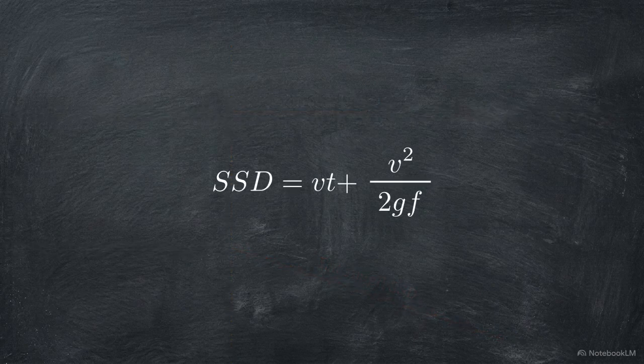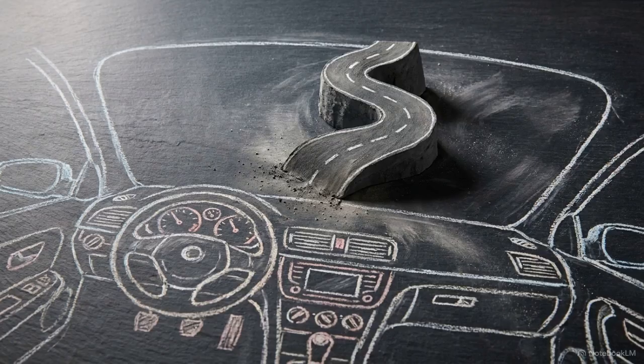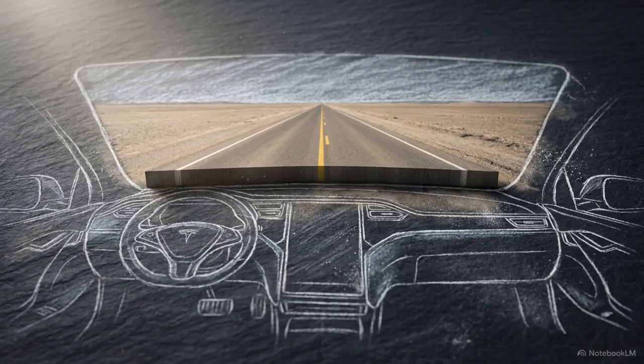To adjust for this in the SSD equation, we modify the friction variable in the denominator. We subtract the slope percentage, or n, for a downhill grade, which reduces the overall friction value. For an uphill grade, we add n because gravity actively helps slow the car down. The topography directly dictates the required safety buffer. A driver descending a mountain pass naturally requires far more geometric visibility to stop than a driver on flat terrain.